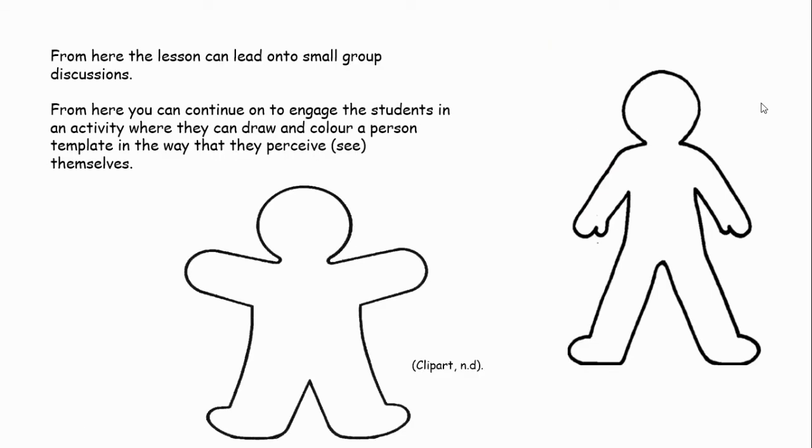So from here, the lesson can lead into a small group discussion where students can describe themselves and discuss their feelings and interests. From here, you can continue on to engage the students in an activity where they can draw and colour a person template in the way that they perceive themselves or see themselves.